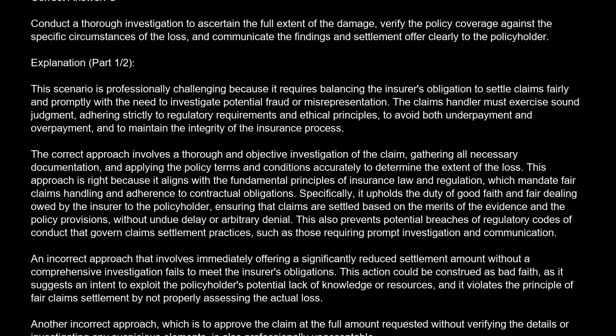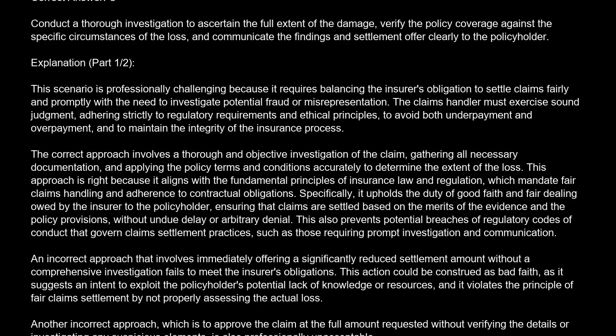The correct answer is C. Conduct a thorough investigation to ascertain the full extent of the damage, verify the policy coverage against the specific circumstances of the loss, and communicate the findings and settlement offer clearly to the policyholder. Explanation: this scenario is professionally challenging because it requires balancing the insurer's obligation to settle claims fairly and promptly with the need to investigate potential fraud or misrepresentation.